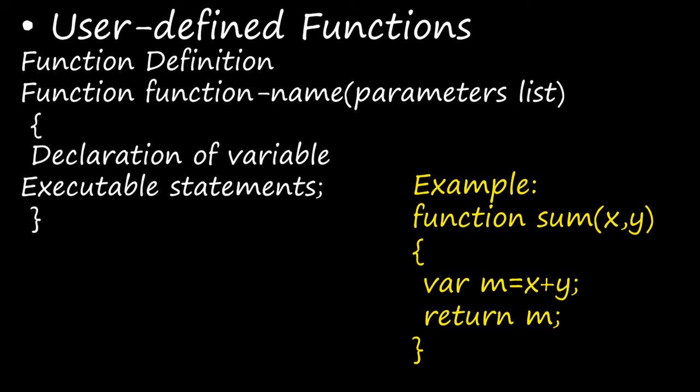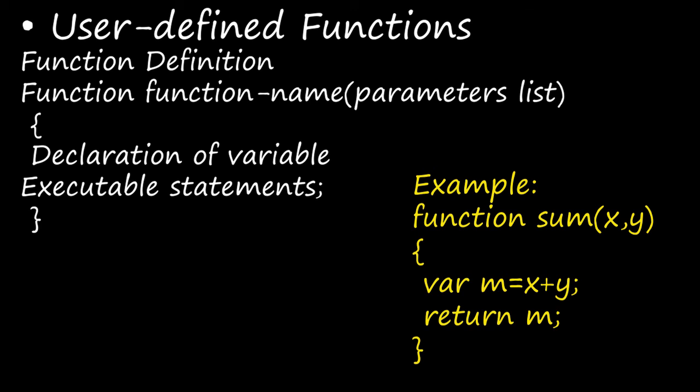Function sum of x comma y. Inside the braces, var m is equal to x plus y, return m. So wherever you want to add two numbers, we'll just call this sum. If there are 100 or 50 pages of coding, wherever you want to do an addition, you don't have to write every time c is equal to a plus b, or c is equal to a plus c. You don't have to add it every time. You can just call this sum.